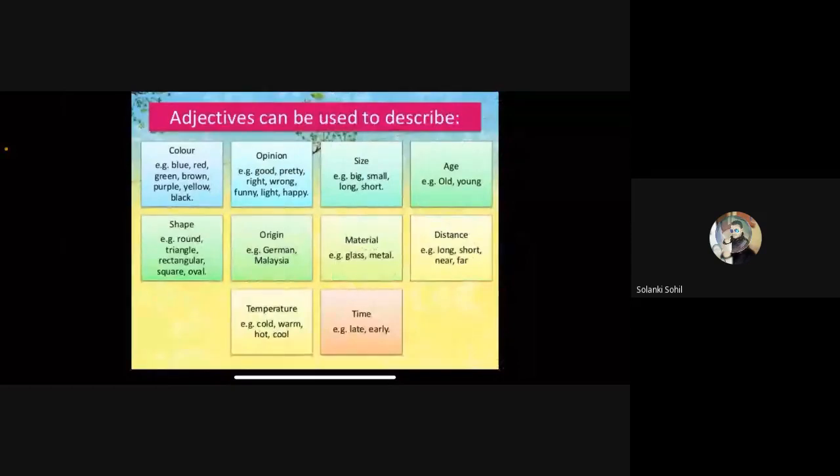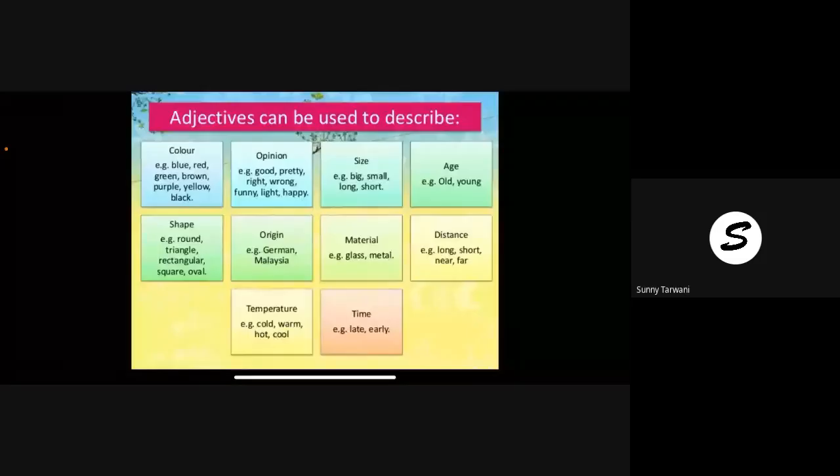Adjectives can be used to describe color: blue, red, green, brown, purple, yellow, black. Opinion. Example: good, pretty, right, wrong, funny, light, happy. Size: big, small, long, short. Age: old, young. Shape: round, triangle, rectangular, square, oval. Origin: German, Malaysian. Material: glass, metal. Distance: long, short, near, far. Temperature: cold, warm, hot, cold. Time: late, early.